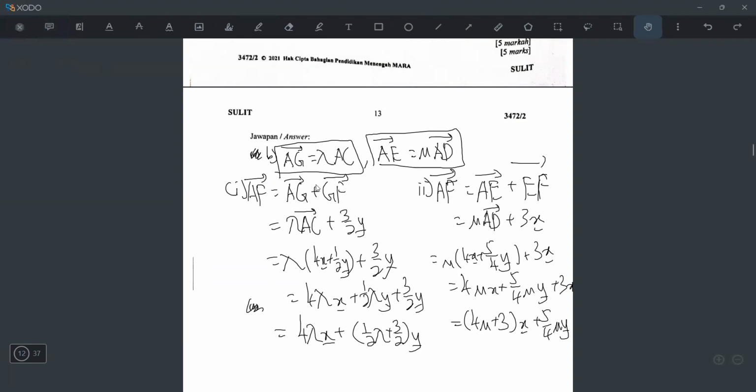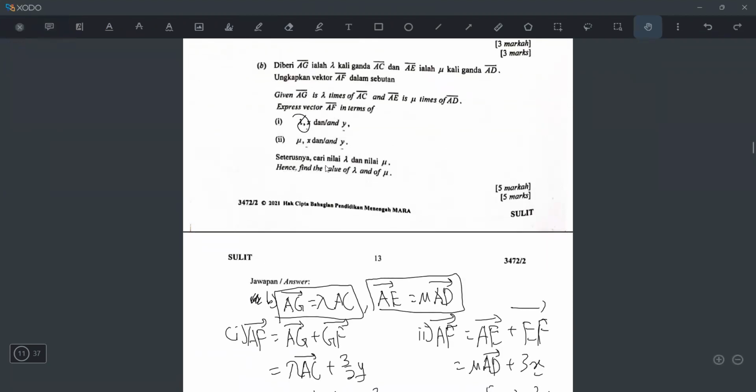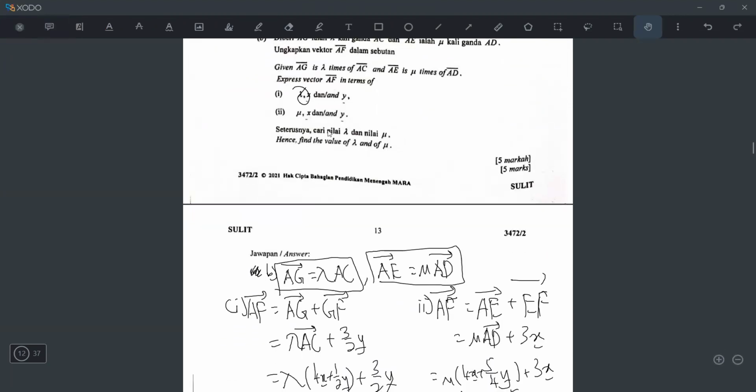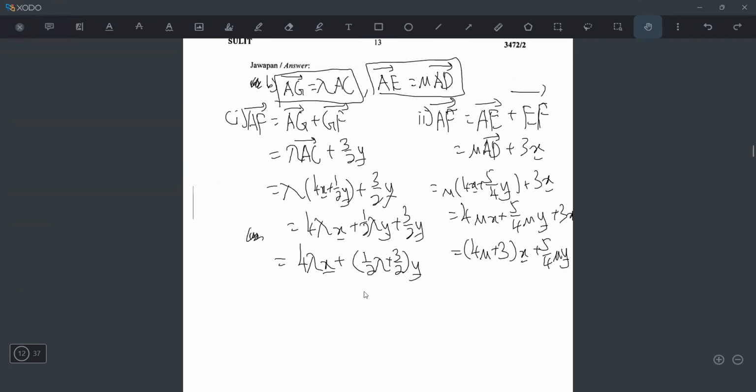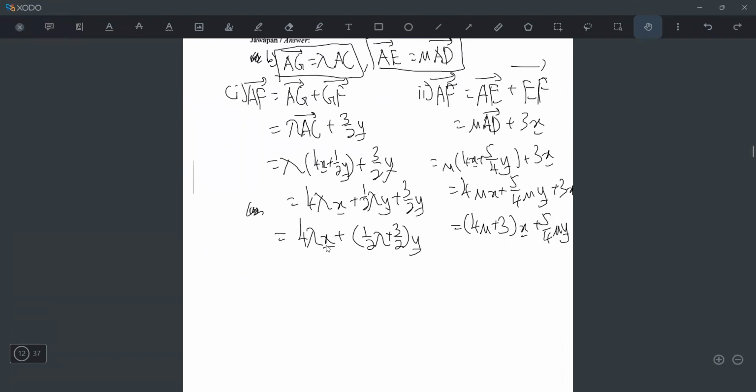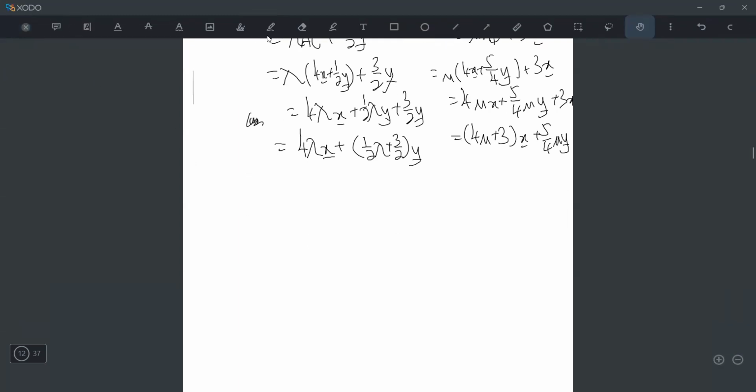Confirm. Okay? You see? Hence find the value of lambda and mu. Yeah. Okay, very easy one. So how to find lambda and mu? Just take these two equations and do simultaneous equations, because they are both AF. AF, AF. So they are both the same vector. Okay? Just different routes only, but they are the same.